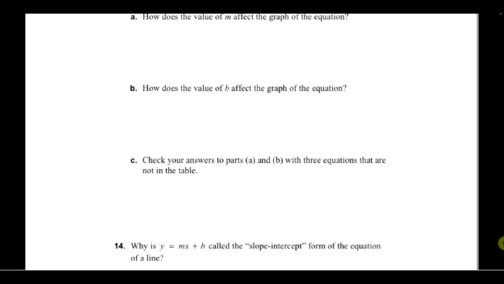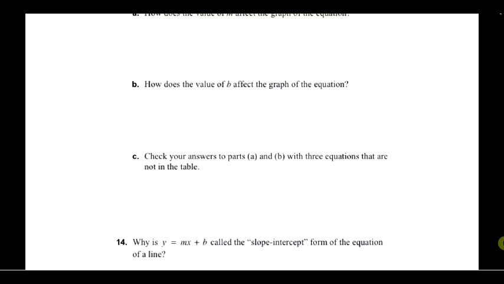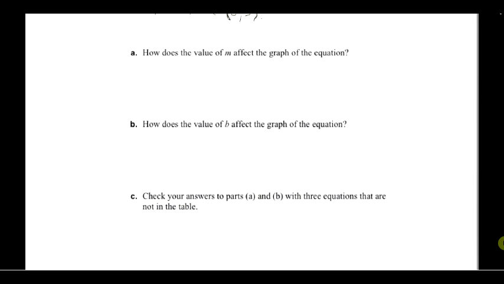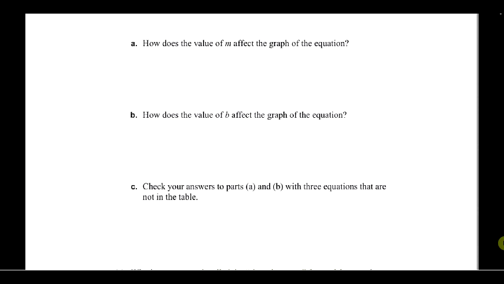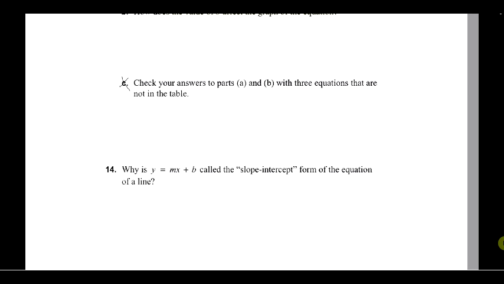If you'd like, you can check your answers to part A and B with 3 equations that are not in that giant table, but you don't have to if you wouldn't like to. And lastly, why do you think the equation y equals mx plus b is called the slope-intercept form of the equation of a line? The idea, slope-intercept. Like to intercept something is to cross its path, or in this case, perhaps cross an axis. So it's called the slope-intercept form. Why do you think it's called the slope-intercept form? Go ahead and write that down here.